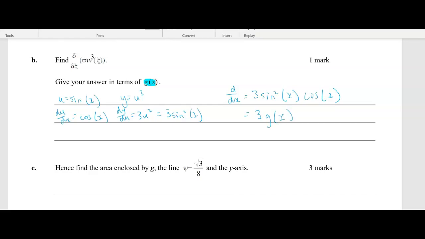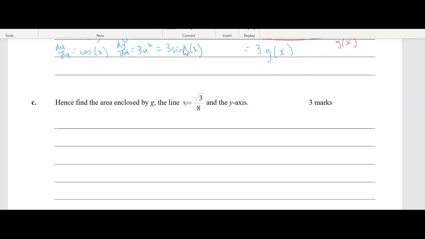Okay, because g'(x) is equal to this part. Yeah, so that's g'(x). Whoops, need to shorten that. Didn't mean to include that 3. There we go. That part there is g'(x), so it's 3 times g'(x).